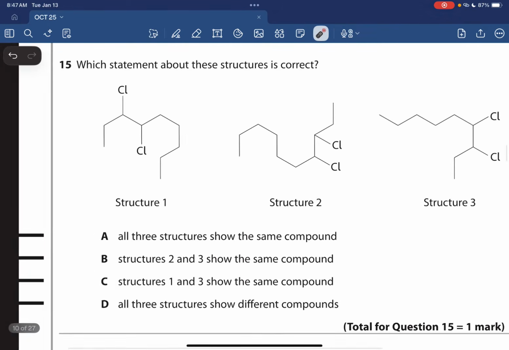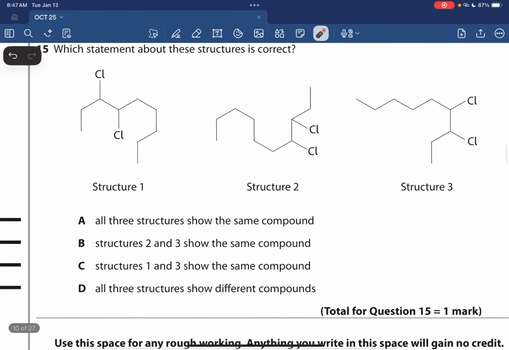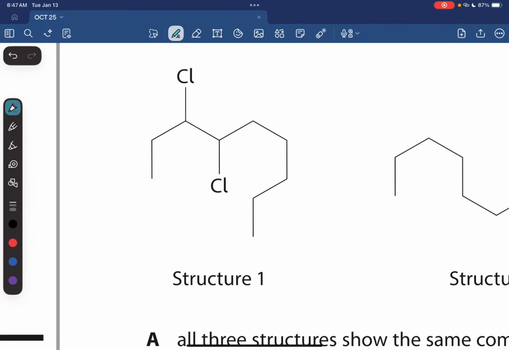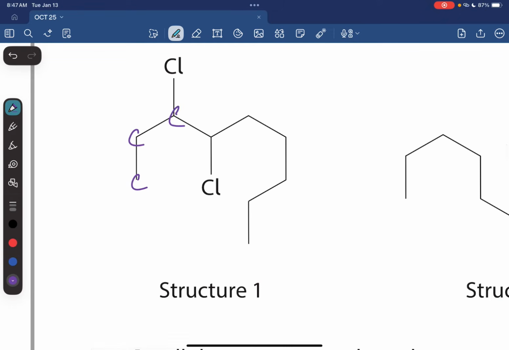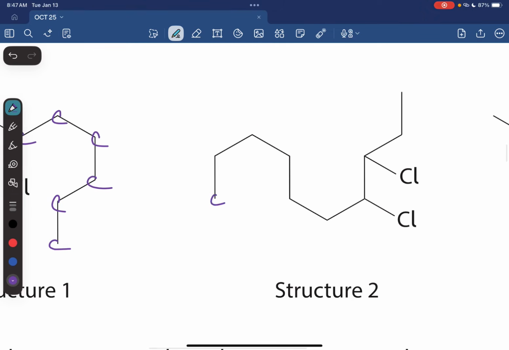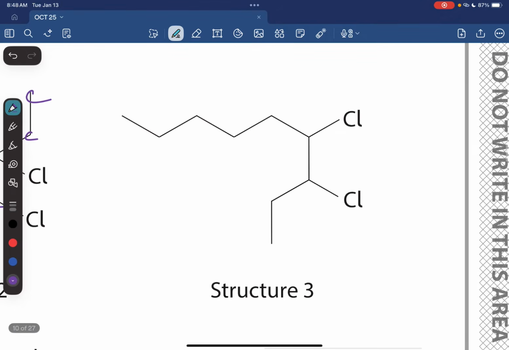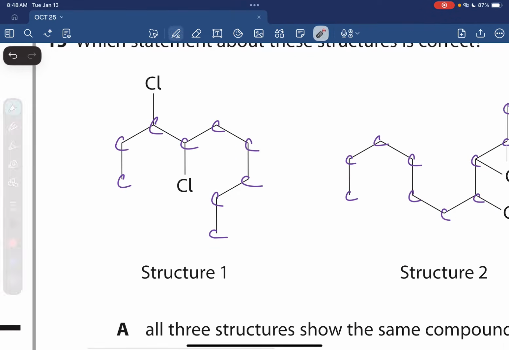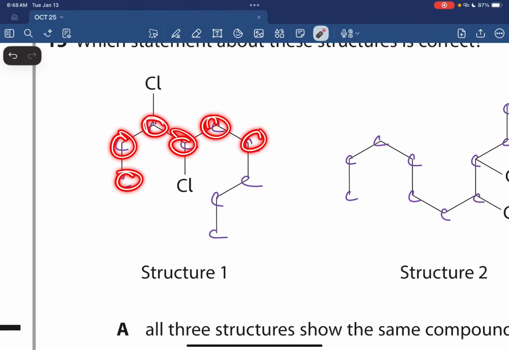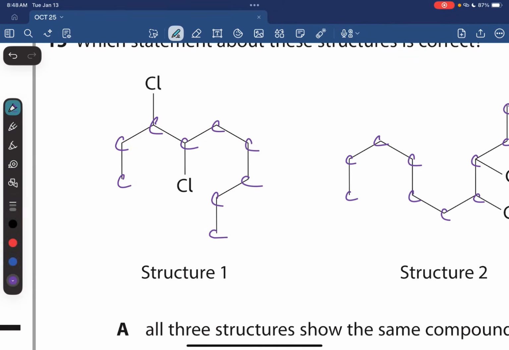Okay. Now, which statement about this structure is correct? First of all, when I get this type of question, I always ask my students to label the carbons in the skeletal compounds, because this makes life easier for them. It can feel really intimidating, especially in exam conditions. So how many carbons do we have over here? We have 1, 2, 3, 4, 5, 6, 7, 8, 9 carbons.